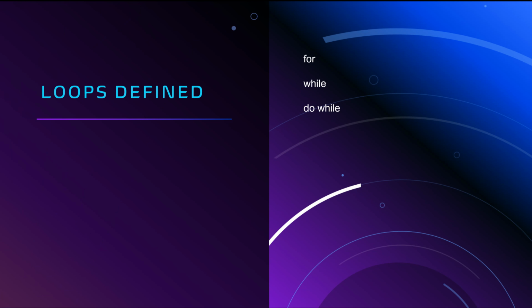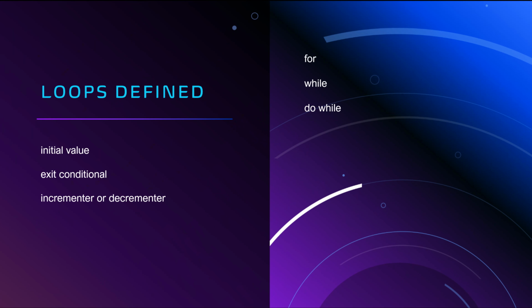There are 4 looping constructs: the for loop, the while loop, the do while loop, and we will discuss the 4th one, the for each, during the generics video. The basis of any loop is it has to have an initial value, an exit condition, and an incrementer, or the incrementer could be a decrementer.